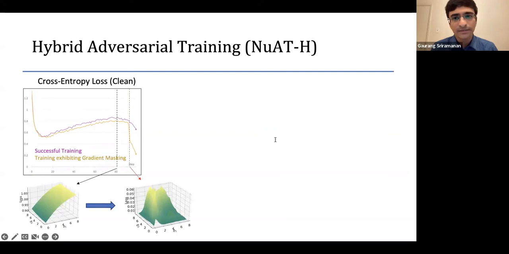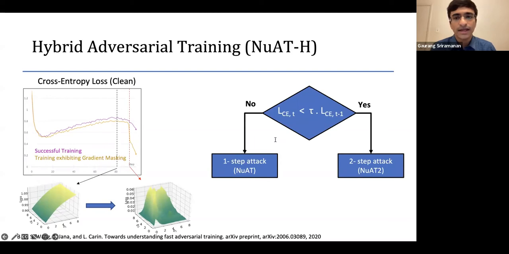As shown here in the figure, the onset of gradient masking is often accompanied by a sudden drop in training loss. And motivated by Lee et al., we compare the current loss on clean samples with the average loss of the previous epoch. And we use this to adaptively switch between the proposed single-step and 2-step attacks so that we improve on the computational complexity required. When there is a sudden drop in the loss, we switch to a 2-step attack momentarily. And we switch back to the 1-step attack once the loss curve recovers. And this is often seen to be highly effective.